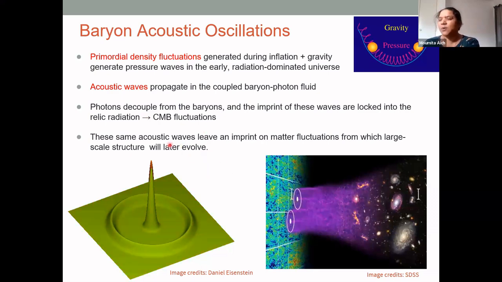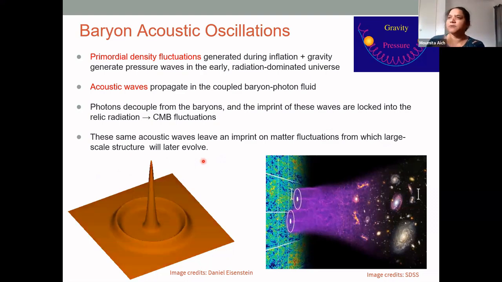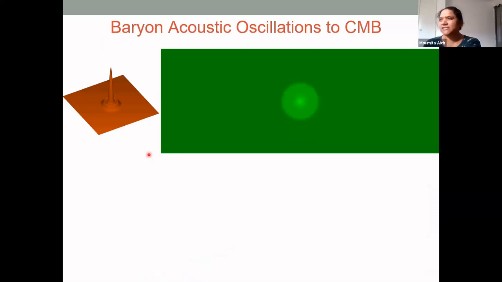The same acoustic waves at the last scattering surface leave an imprint on the matter fluctuations, which you can see later on, because that's where large scale structures will later evolve from. Okay, so that is why we talked about the CMB and then the BAOs, and again just a simulation of how from BAOs you get to the CMB.